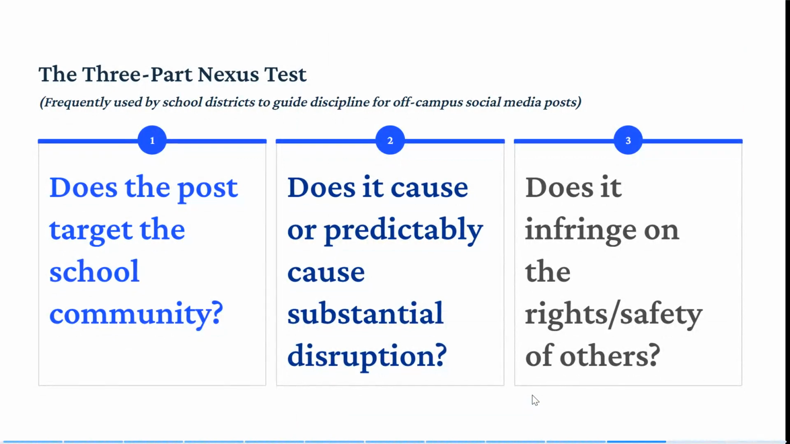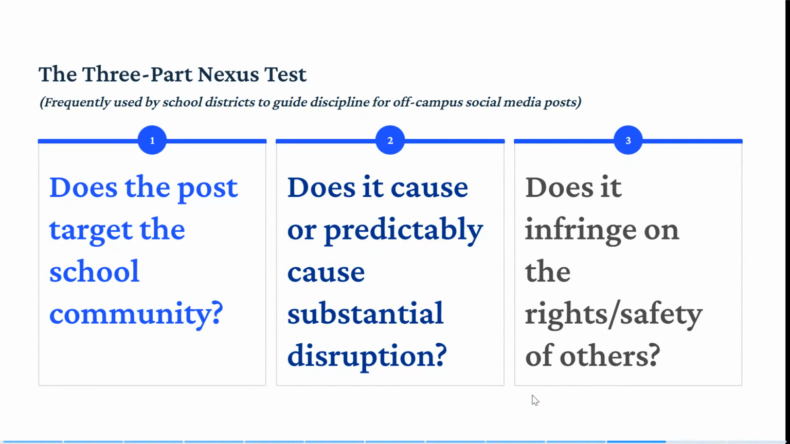One of the big things for off-campus social media posts is this three-part nexus test. It's frequently used by school districts to guide discipline for off-campus social media posts. Question number 1, does the post target the school community? If so, does it cause or predictably cause substantial disruption? And then lastly, does it infringe on the safety or rights of others?